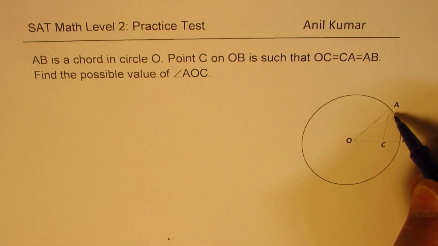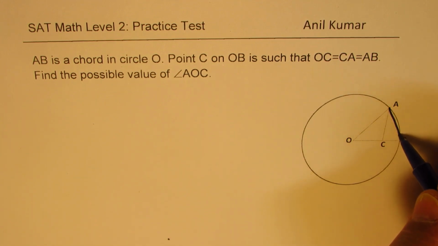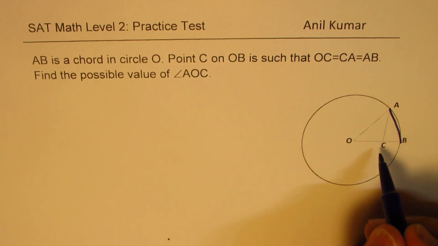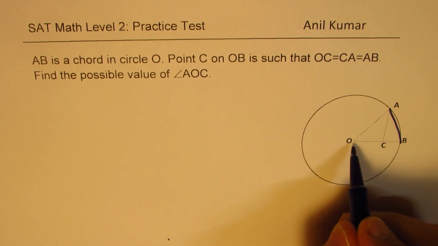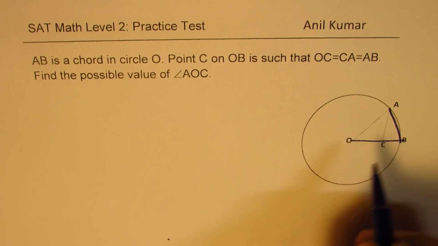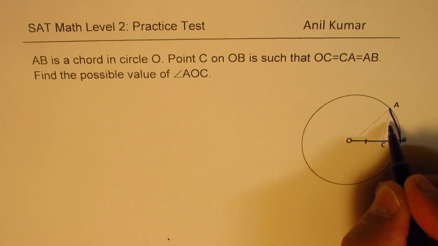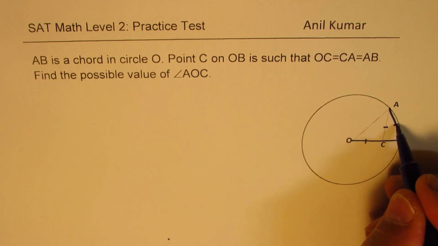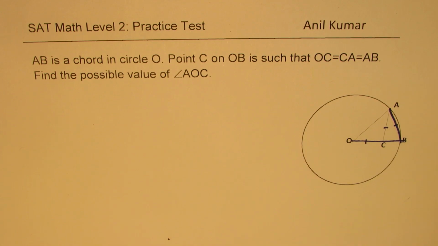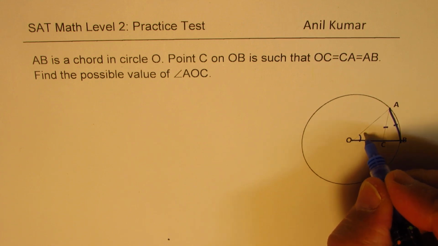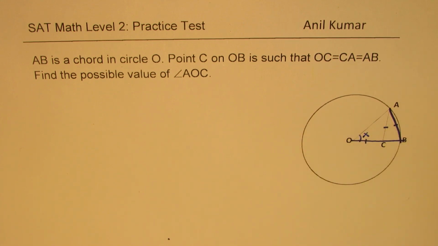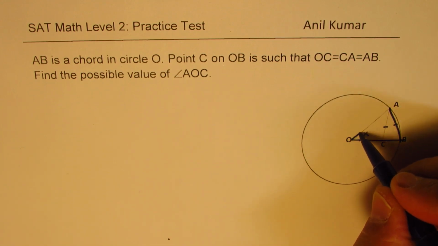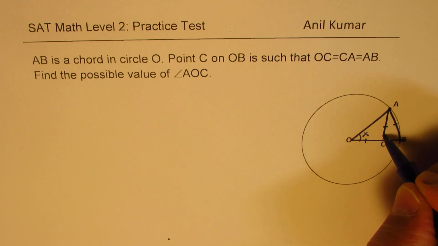So we are given this chord AB. Let me just make it darker. So that's the chord AB. Point C is right there on OB, so that OC is equal to CA and AB. So these three are equal sides. What you need to find is angle AOC. So you have to find this angle. Let's call this angle X. That's the question for you. Perfect. You can always pause the video, answer the question, and then look into my suggestions.